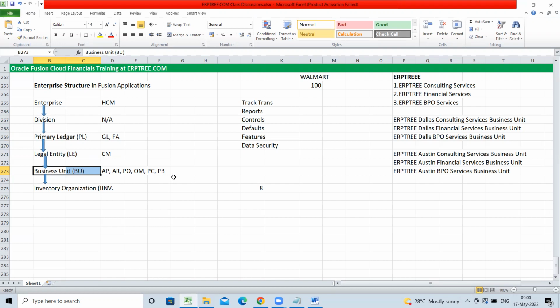In any application, if you are going to record a business transaction, you have to select the BU, meaning which branch or which business the transaction belongs to, with the representation of the business unit, and we record the transactions. For financial reporting purposes, all the data we have to send to the general ledger application, and we prepare the reports in GL.